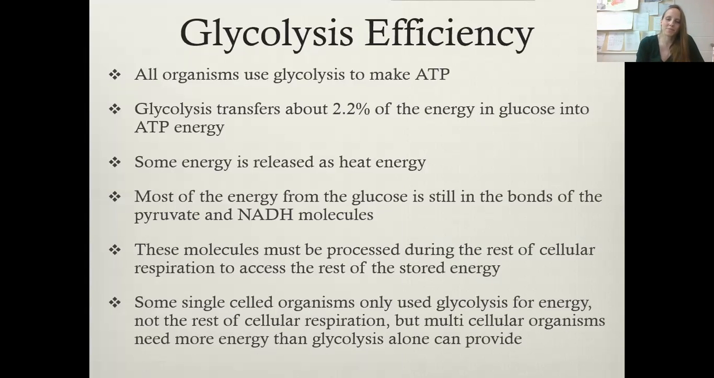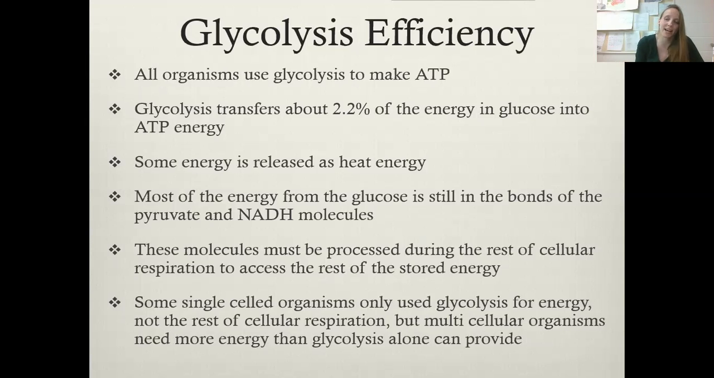So all organisms use glycolysis to make ATP. Again, whether they're anaerobic or aerobic, they all start with this glycolysis step. It is only about 2% efficient at converting energy from the glucose form into the ATP. Some of the energy is then released as heat, but most of the energy is still in that pyruvate. There's also some of the energy still in the NADH molecules.